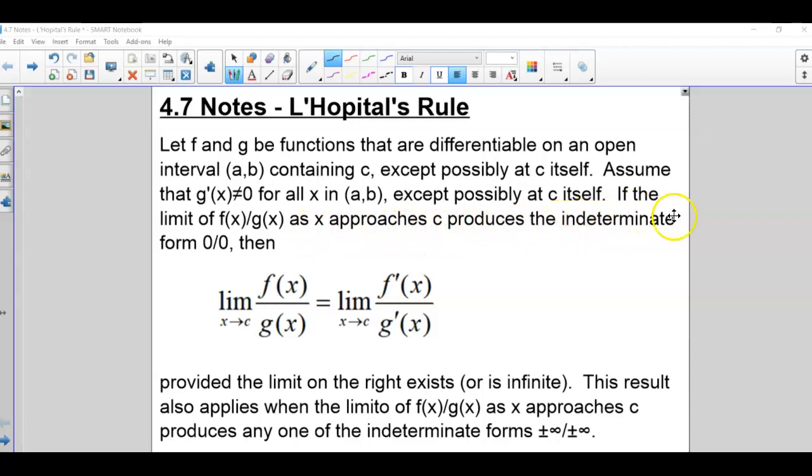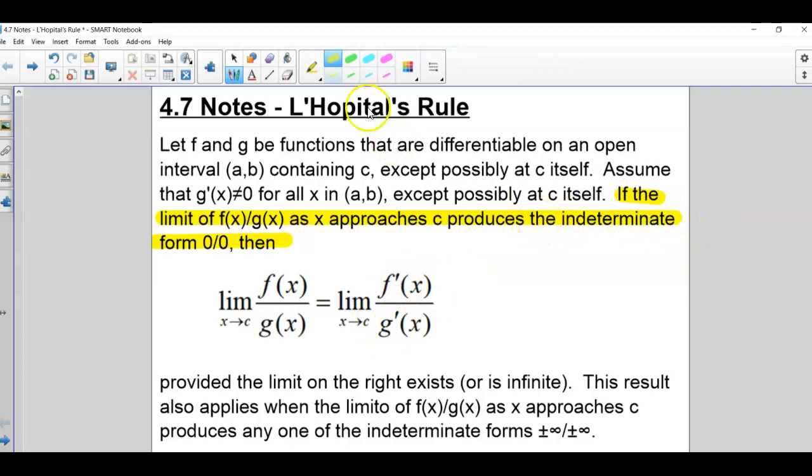c produces the indeterminate form. This is the big thing that they really stressed when I went to that last training. Right here we see that it says if the limit as x approaches c produces the indeterminate form, then we can say the limit as x approaches c of f of x over g of x is the same as the limit as x approaches c of f prime of x over g prime of x.